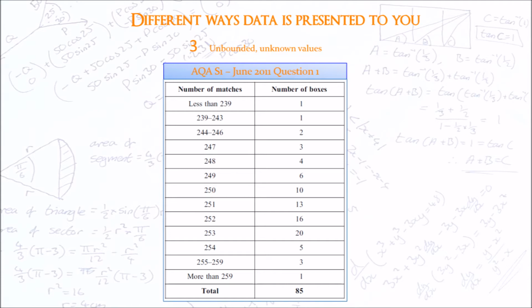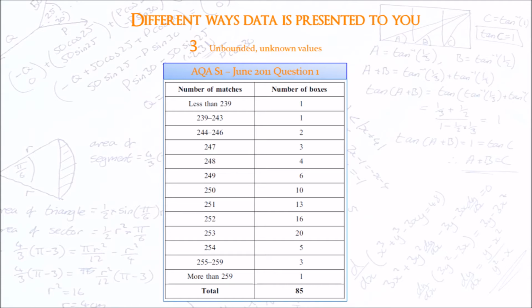Now the way we go about this is we just choose any value. So for example, any value less than 239, put that into the calculator. Any value greater than 259 and put that in. But on these questions, it will only ever ask you to work out the median and the interquartile range, or possibly the mode.